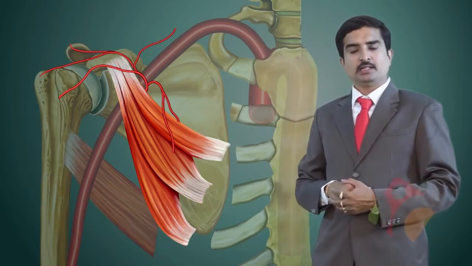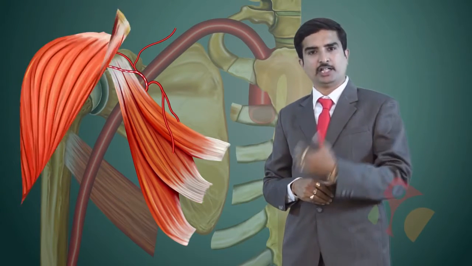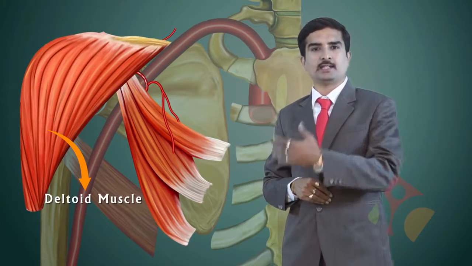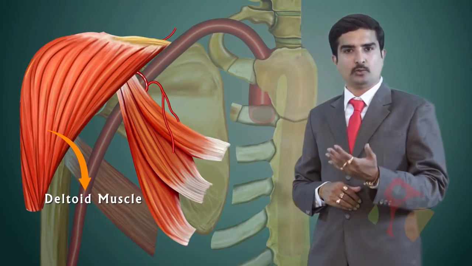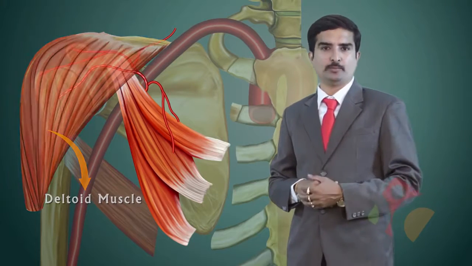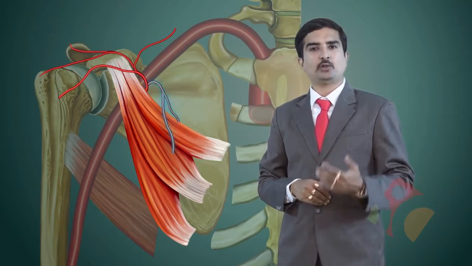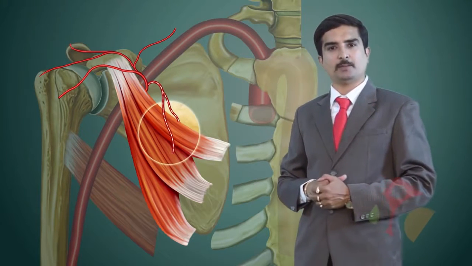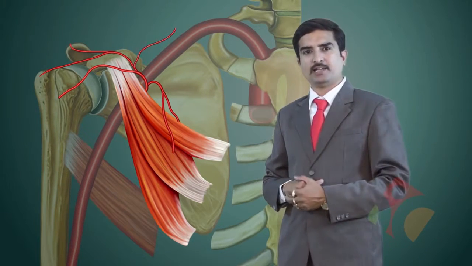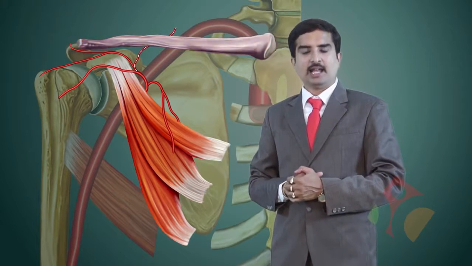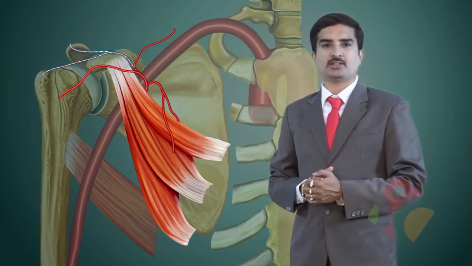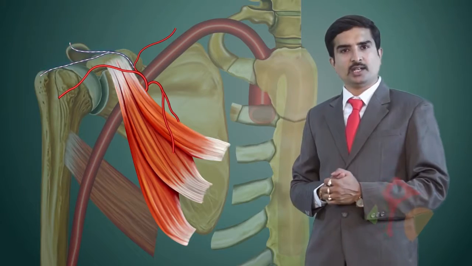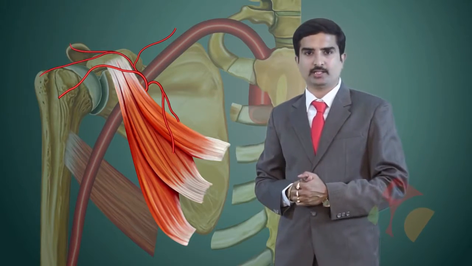For example, the deltoid branch supplies the deltoid. Finally, it ends by supplying the acromion process or the coracoacromial joint. And the pectoral branch supplies the pectoral region, that is the superficial aspect of the pectoral region. The clavicular branch supplies the clavicle, and finally the acromion branch ends by anastomosing at the coracoacromial joint.